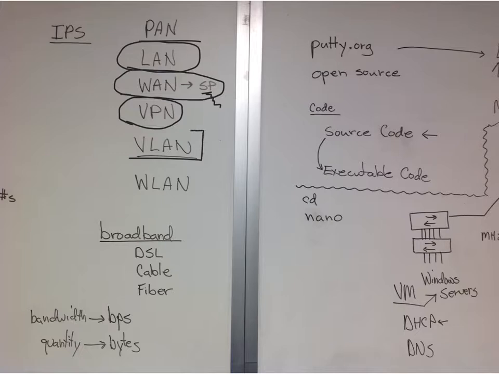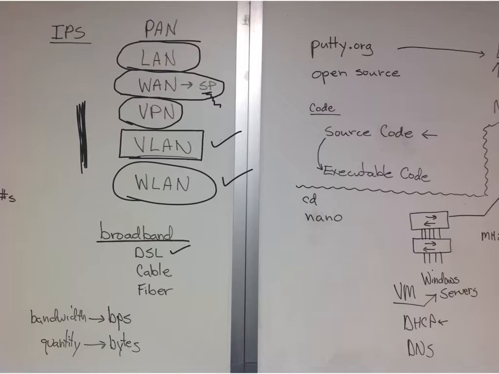VLANs, we talked about those. We can have a virtual LAN, so we can have two different networks actually send information across the same wire and through the same devices. We'll learn more about those later on. And then a wireless LAN, we talked about that. We actually did some work with wireless LANs. We talked about broadband, DSL, cable, or in a lot of places they have fiber right to the house.